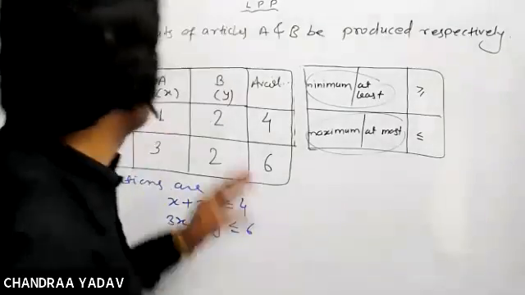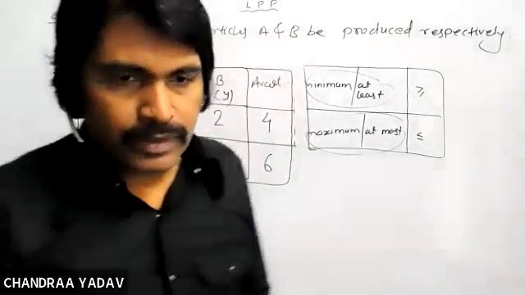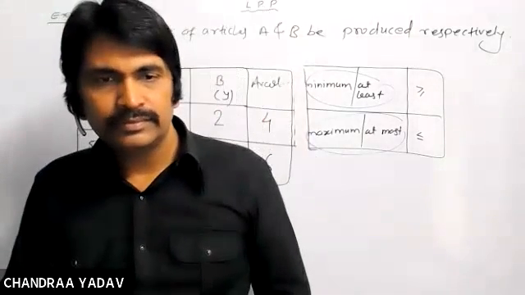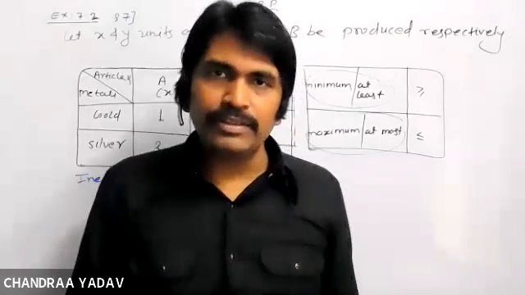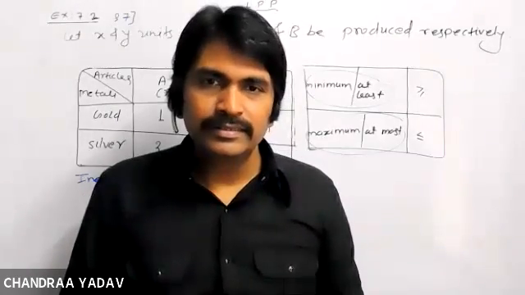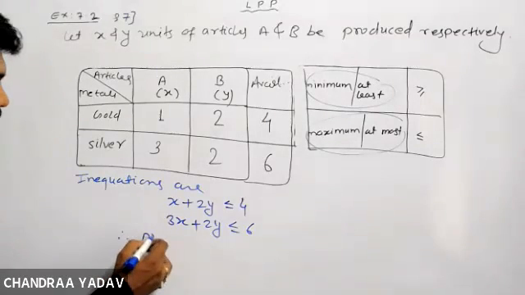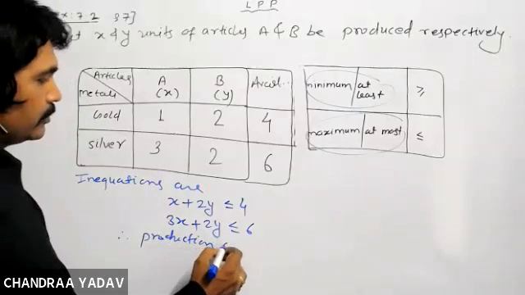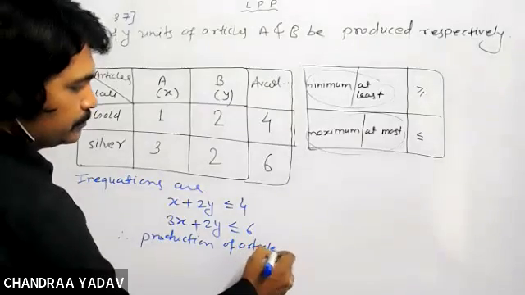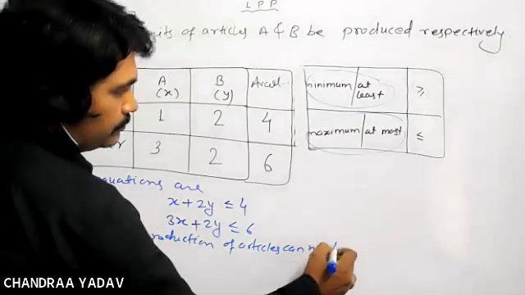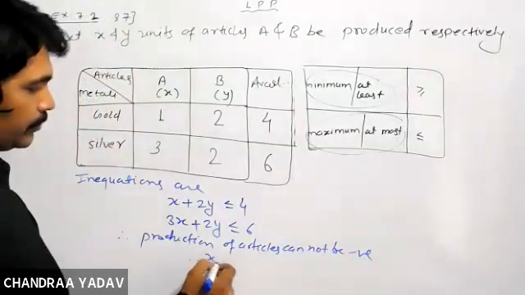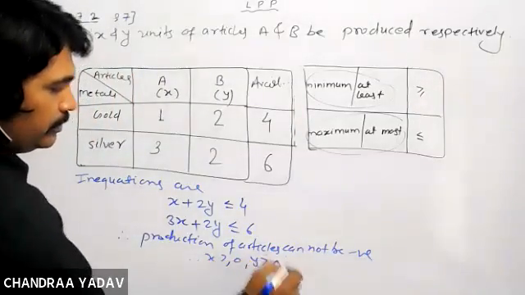Now tell me one thing: x and y are units of articles produced, so can the production be negative? No, sir, production cannot be negative. It can be 0, but it will not be negative. So it will be in the first quadrant. Since production of articles cannot be negative, therefore x is greater than or equal to 0, y is greater than or equal to 0.